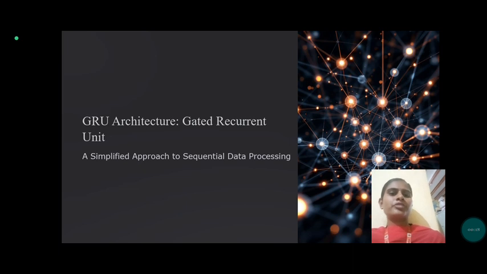Gated recurrent unit is a simplified approach to sequence data processing. GRU is the full form of gated recurrent unit. It is a type of recurrent neural network, RNN. It was introduced by Kyunghyun Cho in 2014, designed to solve problems like the vanishing gradient problem and long-term dependency issues in RNN.